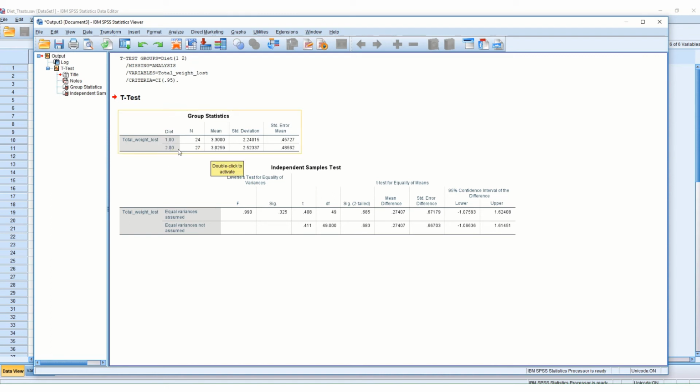But the next question would be, were both of these diets actually effective? So when you look at the end weight compared to the beginning weight, that's where your paired t-test would come in. So that's your summary of how to perform an independent sample t-test.